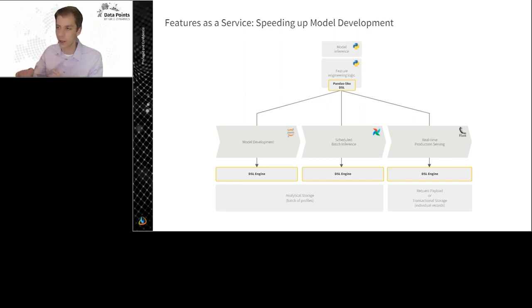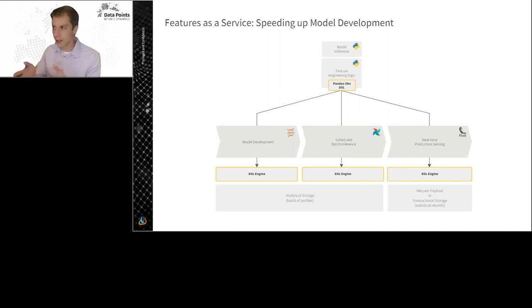Then it can be scheduled. Once the model is trained, it might need to be executed in a scheduled mode for batch inference, or the model can be deployed for real-time production serving. And in the first two cases, we generally need to run this feature engineering logic on top of batches of profiles in batch mode. In case of real-time serving, we use individual records that come as a part of the request or are fetched from transactional storage one by one.